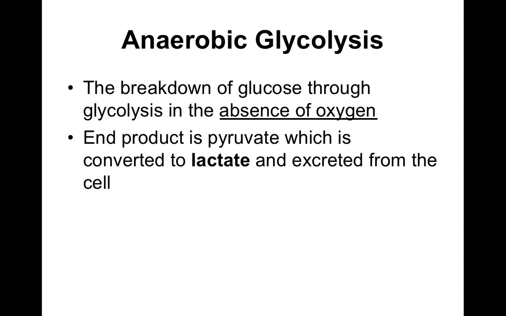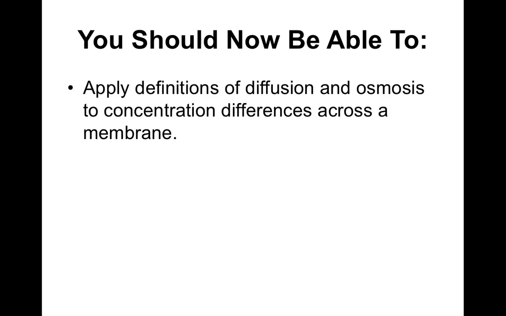So now at the end, you should be able to do the following things. Apply the definition of diffusion and osmosis to concentration differences across the membrane. And with this, understand tonicity. Understand if you put a cell in a hypertonic solution or a hypotonic solution, what's going to happen to the cell and where the water is going to go.